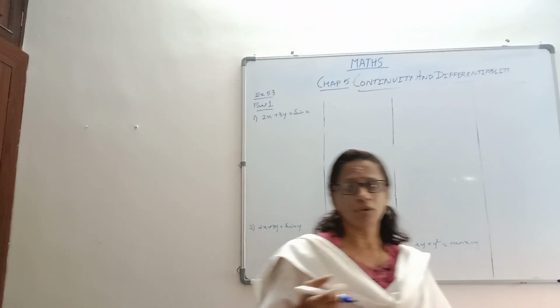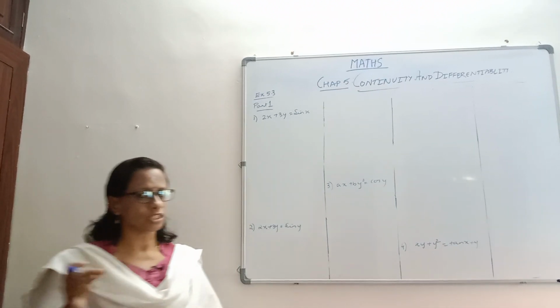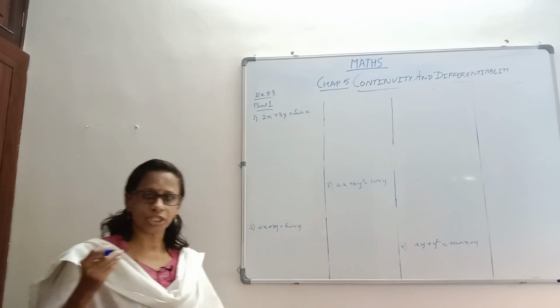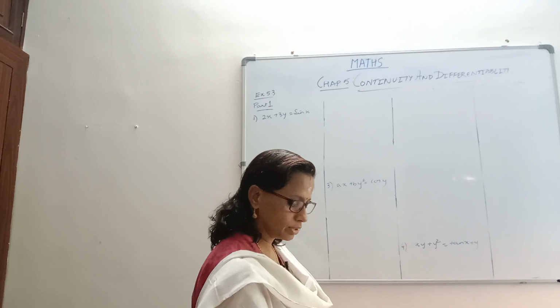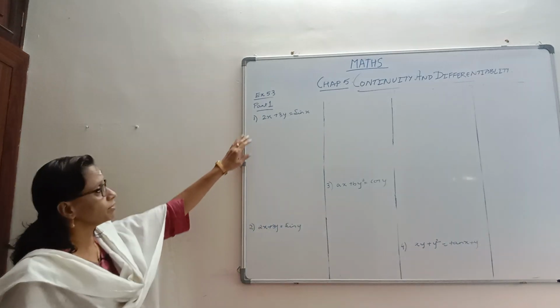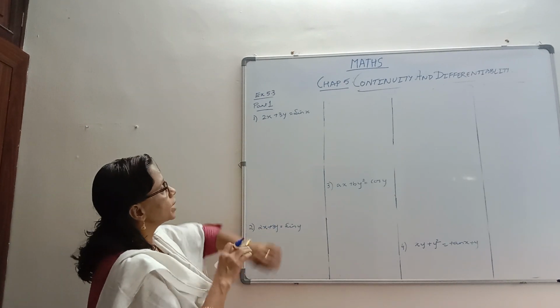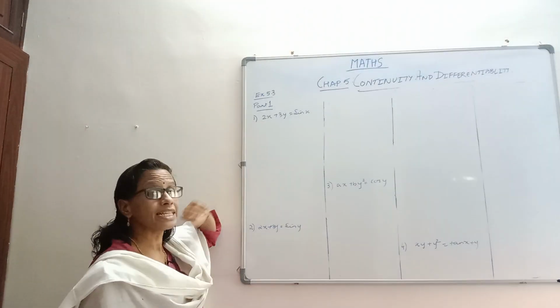I hope we know all the formulae. Once we know the formula, we have to just substitute. There are only 2-3 words of caution that we have to keep in mind while we are doing the derivatives. That's all. So let's start right away. We have to get the derivative dy by dx. The question given to us is 2x plus 3y equal to sin x. We should get dy by dx.